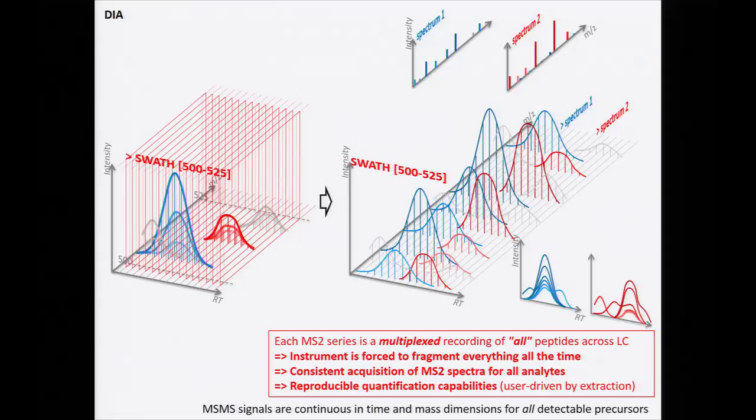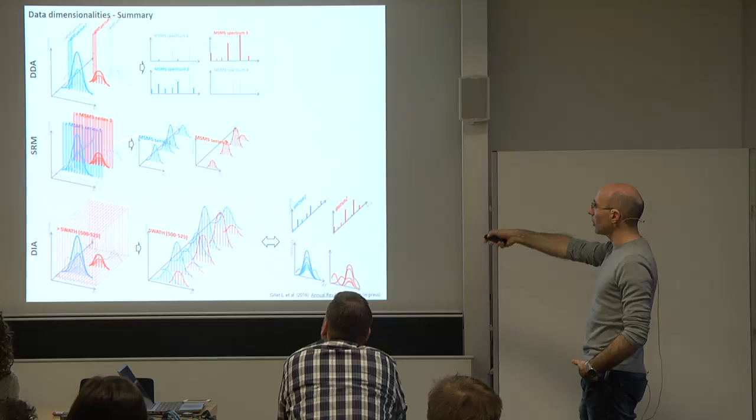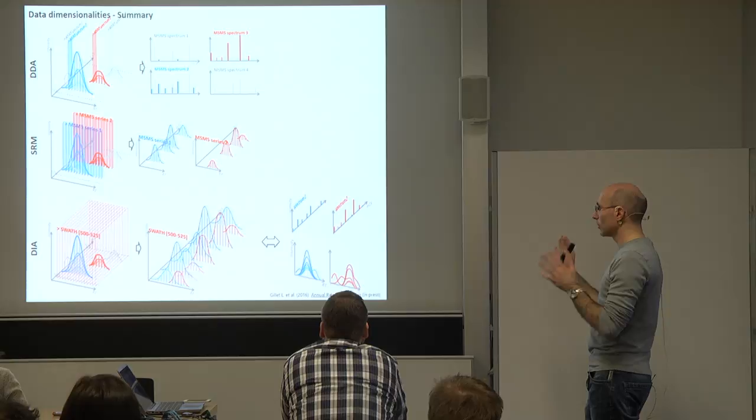And you have the same reproducible quantification capabilities as SRM, because as a user you're forcing the extraction of certain types of analytes in your samples. Now this is again to have everything side by side. As you can see here, only DIA allows you to analyze the data in the mass and the time dimensions. Shotgun can only analyze the data in the mass dimension. SRM only allows you to analyze the data in the time dimension. And SWATH or DIA can basically allow you anything you want to do, and you can think about the data in completely different dimensions. Everything is possible now because you have all the data in all dimensions.